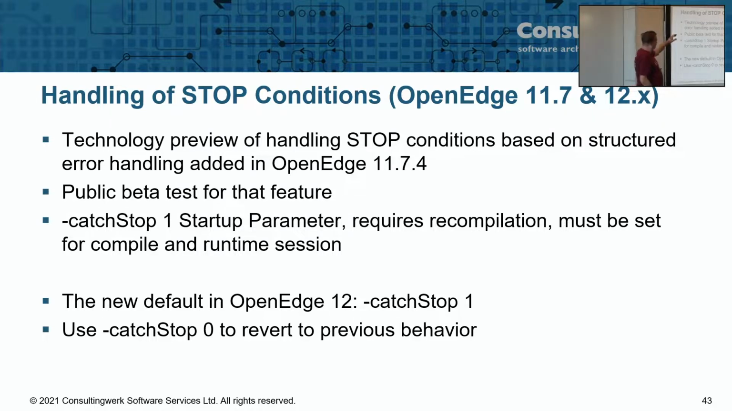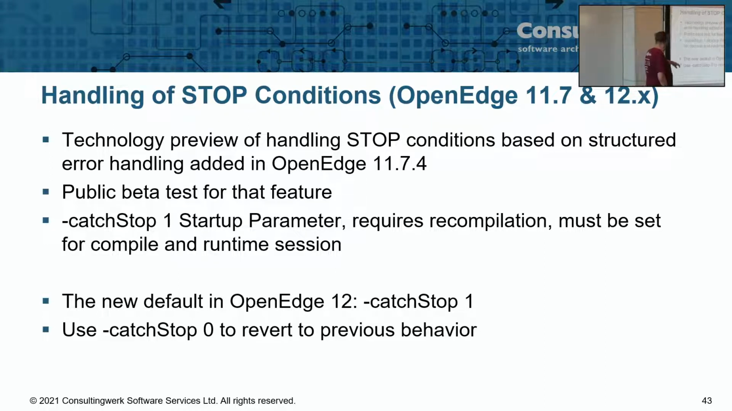So in pack of 11.7, Progress has silently introduced a better handling for stop conditions. You had to enable it using the -catchStop 1 startup parameter. In OpenEdge 12, the -catchStop 1 is enabled by default. So this was kind of like a hidden public beta. Peter, can I call it that way? A hidden public beta? It wasn't documented either.